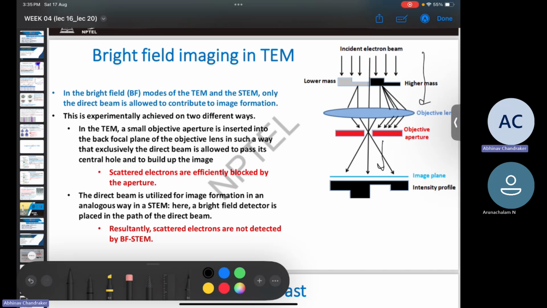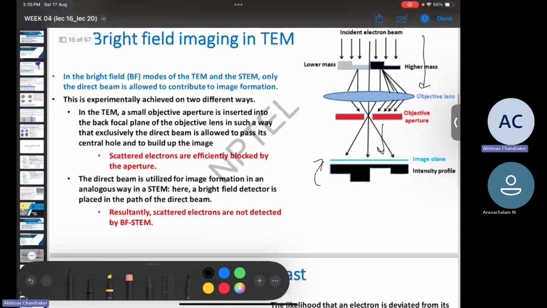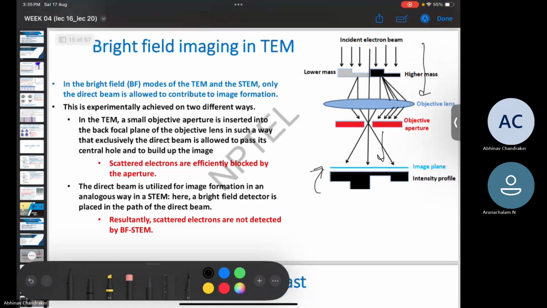So as a result of this, in the image we'll see those regions brighter where there was less scattering of electrons, and those regions where more scattering of electrons occurred. The scattered electron beam will get blocked by the objective aperture, and we'll have a much darker contrast.